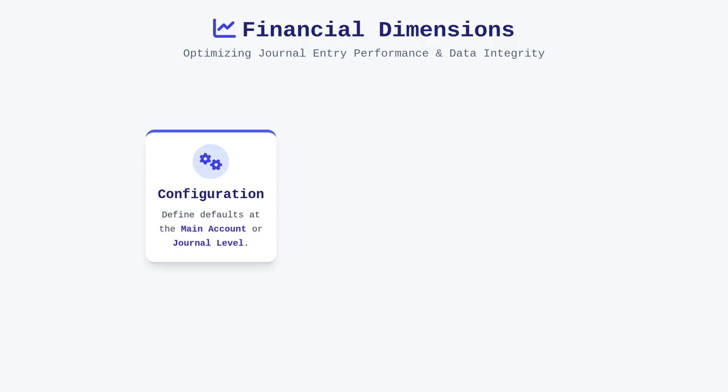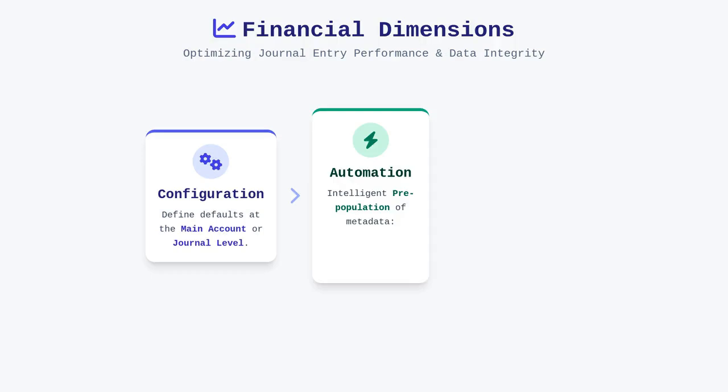Financial dimensions are fundamental to how an organization tracks performance across different segments of its business, and they play a pivotal role during the journal entry process. As you input lines into a general journal, the system allows for the definition of default financial dimensions, which can be configured at the main account level or the journal level. This feature ensures that every transaction is tagged with the necessary metadata, such as cost center, department, or project code, without requiring the user to manually enter these values repeatedly.